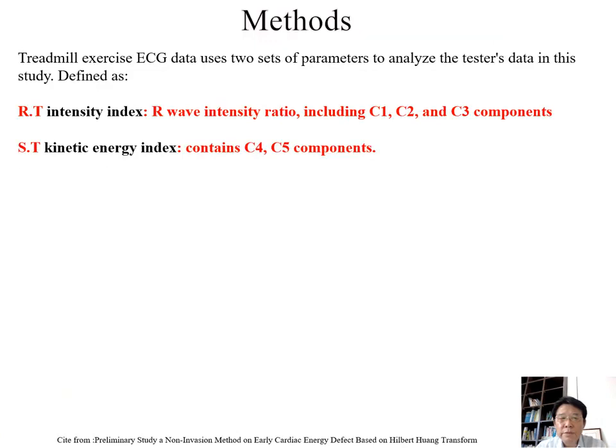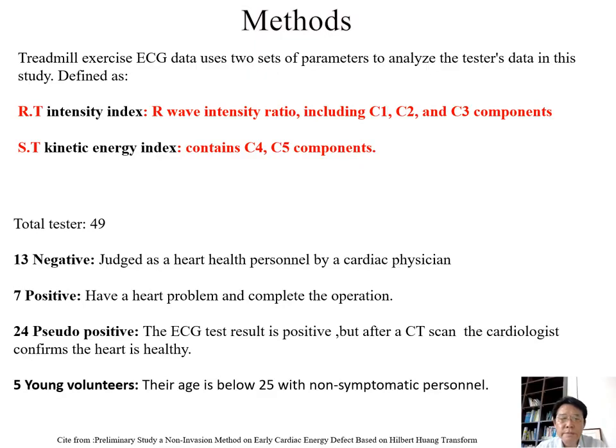Method: treadmill exercise ECG data use two sets of parameters to analyze the tester's data in this study. They are defined as the RT intensity index, the R wave intensity ratio, including channel 1, channel 2, and channel 3 components, and the ST kinetic energy index, which contains channel 4 and channel 5 components.